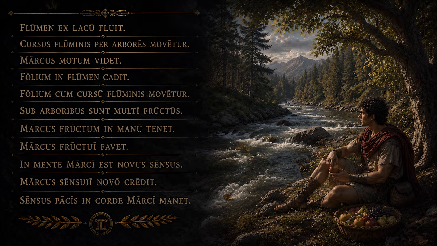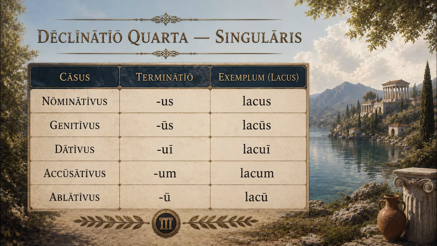Do you know the declension pattern now? Most fourth declension nouns end in us and have genitive form ending in us with a long U, and the ablative form is just a long u ending. The dative form also contains a u since it ends with ui, so this declension is really dominated by u's.